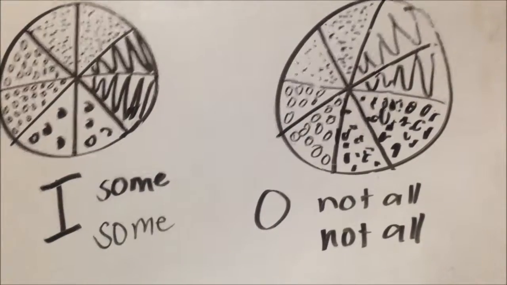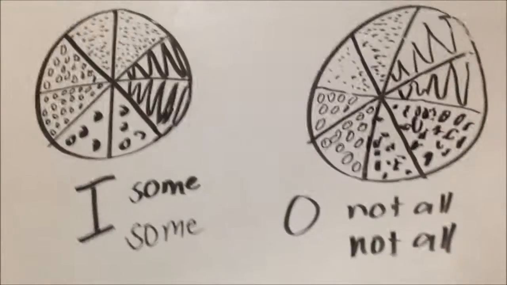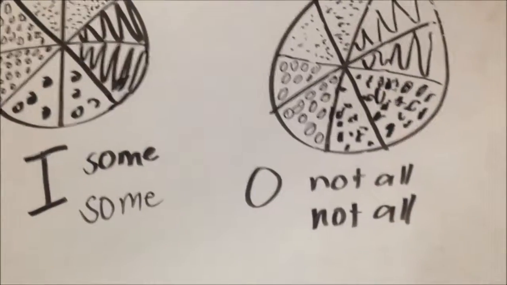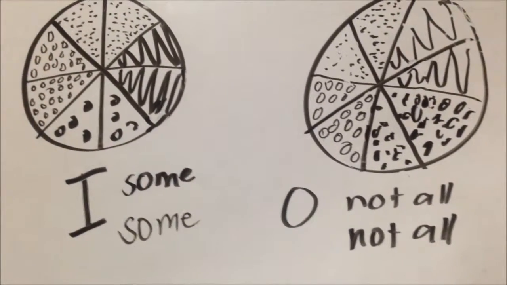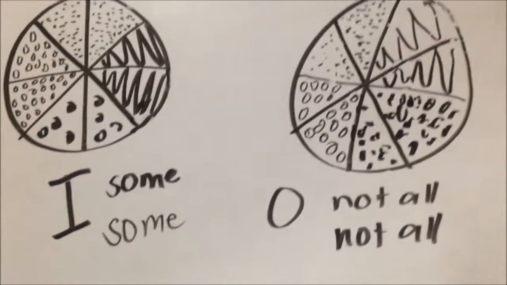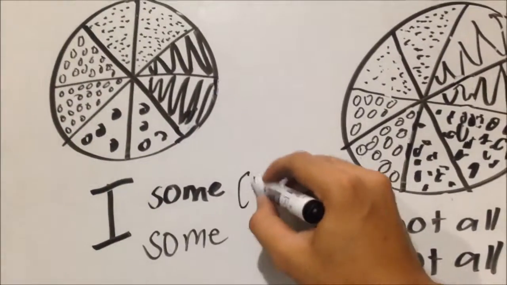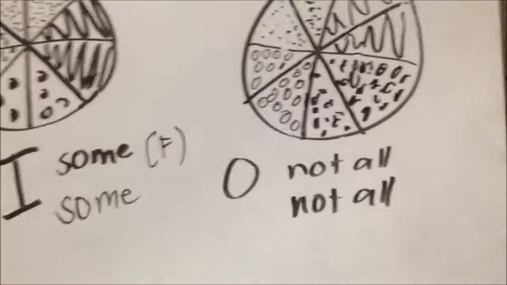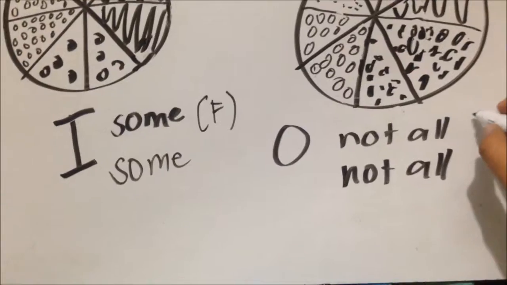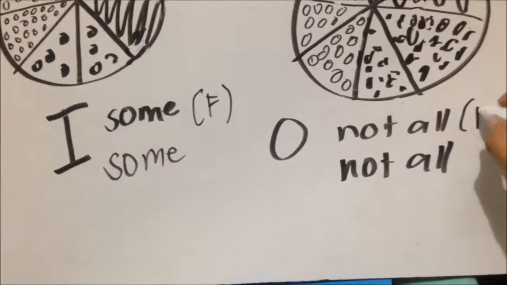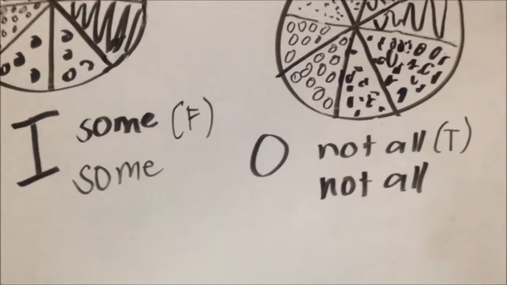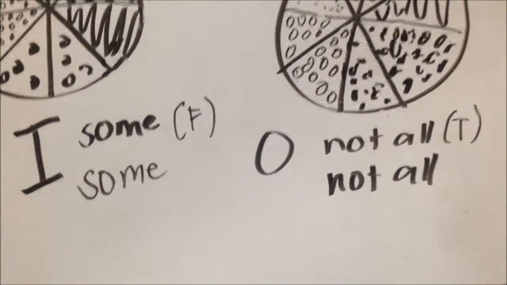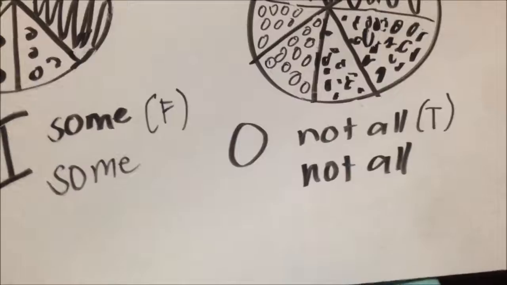If we take pizza as an example for the law of subcontrary, the first statement says that some parts of the pizza are delicious and we state it as false. Then we could say that not all parts of the pizza are delicious is true, because if some parts of the pizza are not delicious, then not all of it is delicious.